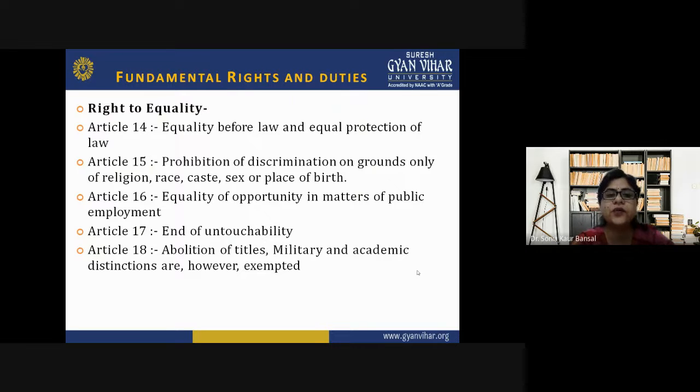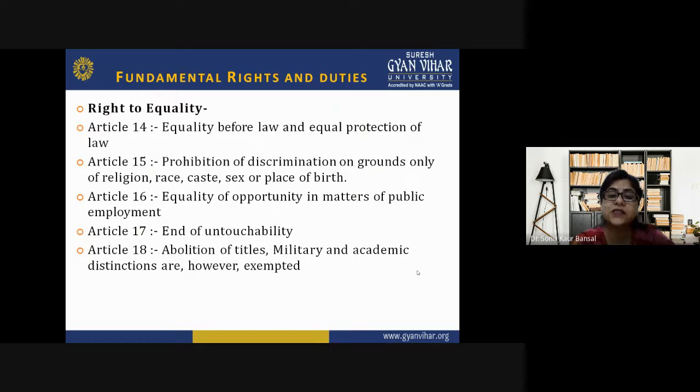Article 14 is related to equality before law and equal protection of law to every citizen of India. Then Article 15 is also very important, and it is the prohibition of discrimination on grounds only of religion, race, caste, sex, or place of birth. So there is no discrimination.